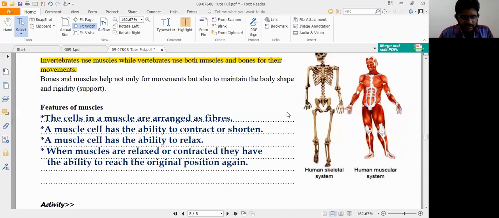And the next point is, when muscles are relaxed or contracted, they have the ability to reach the original position again. That is, if we have contracted any muscles, we can make them relax back again. Or if it is relaxed, it could be contracted again, and that is how we can move all these body organs with the help of the muscles, forward and backward alike. The same example: if you take the elbow arm, you can fold it, and at the same time you can stretch it. That is because of the muscles inside, they can contract and relax, coming back to the same original positions. So these are the features of muscles.